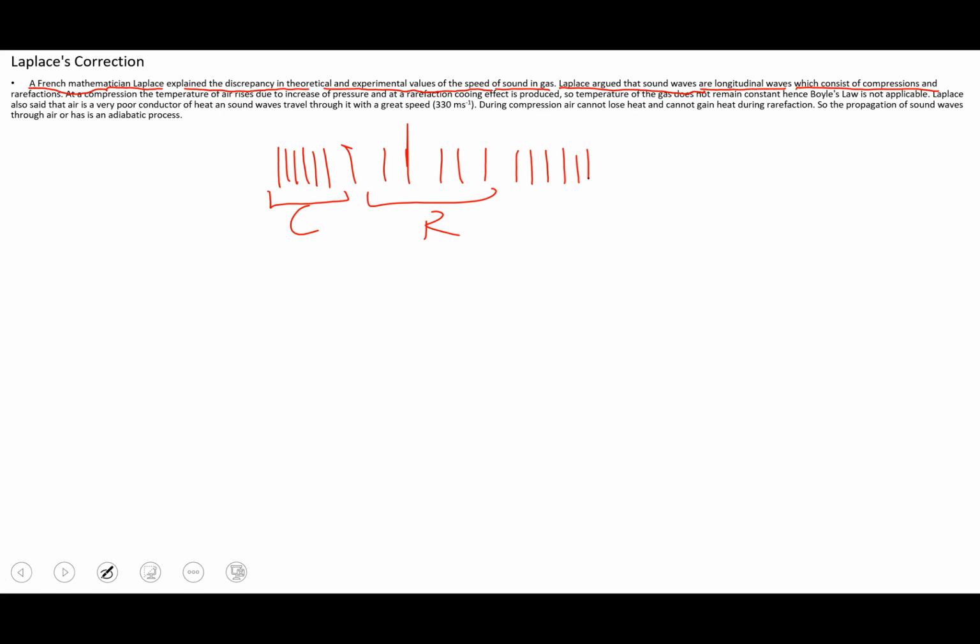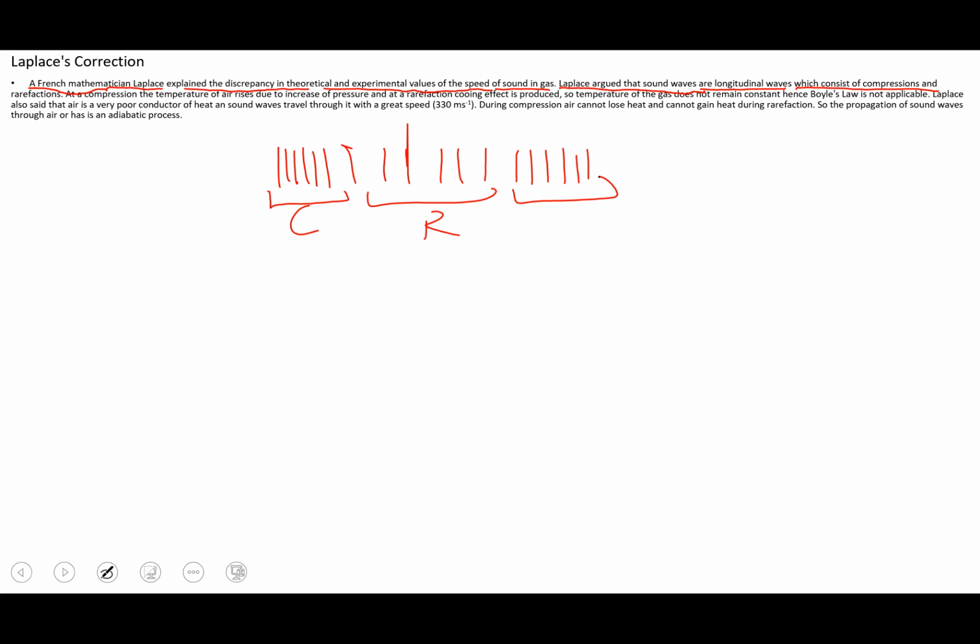There was another scientist by the name of Laplace. He found out the correction in this derivation. A French mathematician by the name of Laplace explained the discrepancy in theoretical and experimental values of the speed of sound in gas. Laplace argued that sound waves are longitudinal waves, which consist of compressions and rarefactions. That means they are compressed at certain regions, which we call C, and they are rarefied at certain regions, which are R, and they compress again, which is C.